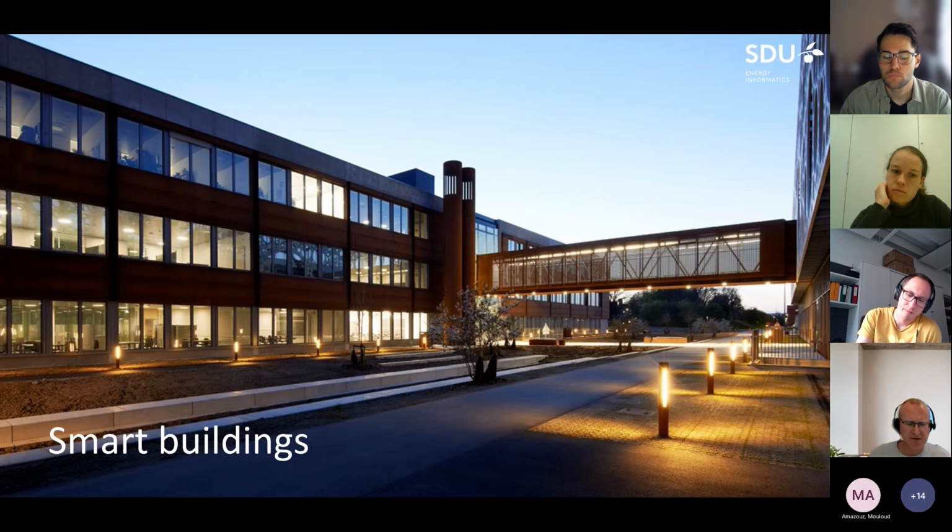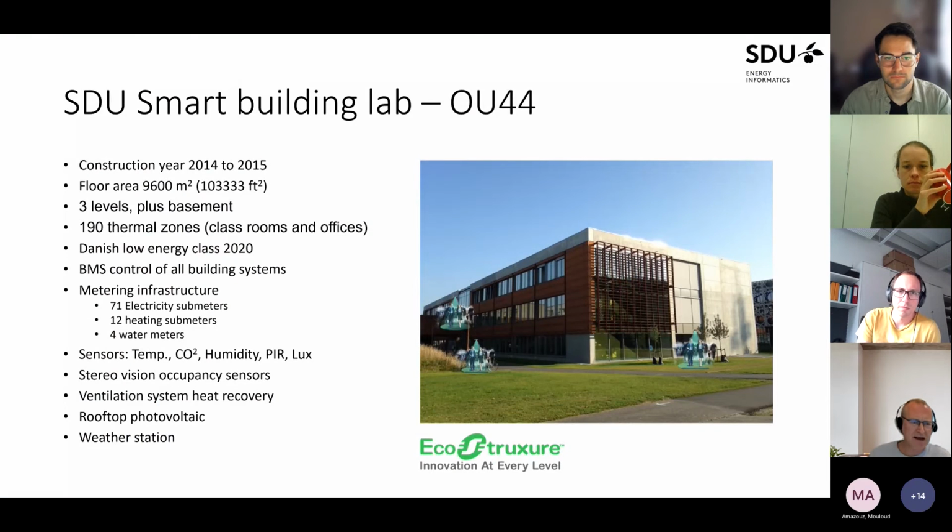So I'm going to talk about 3 examples today. The first one is the research we do in smart buildings. And the building you see here on the screen is one of our buildings on campus that we actually use as a living lab. It's a 9,000 square meter building. It's built to the newest building standard in Europe. It's a low energy class.